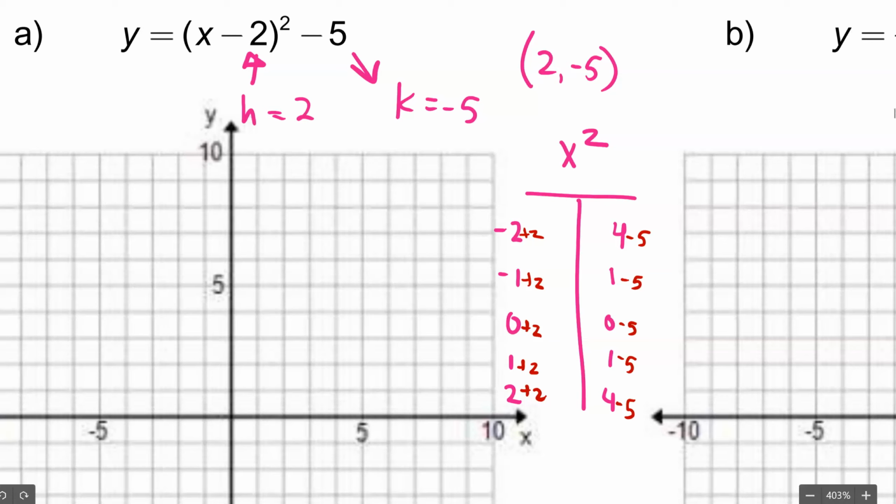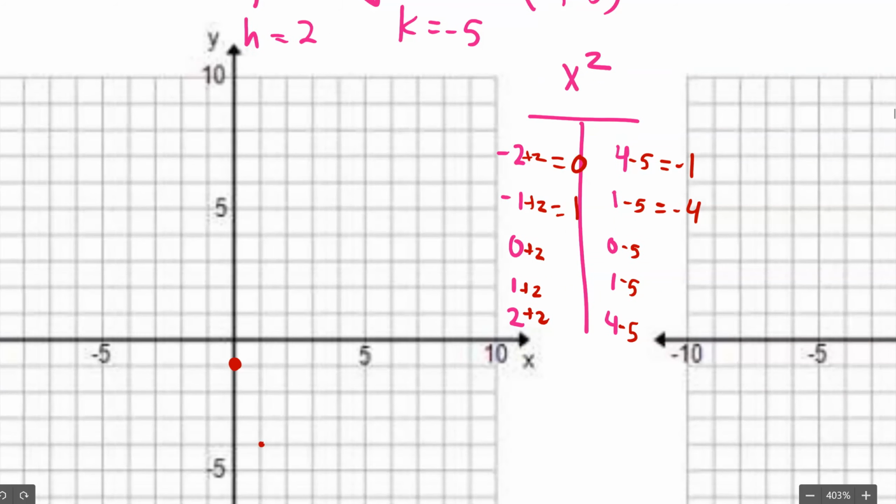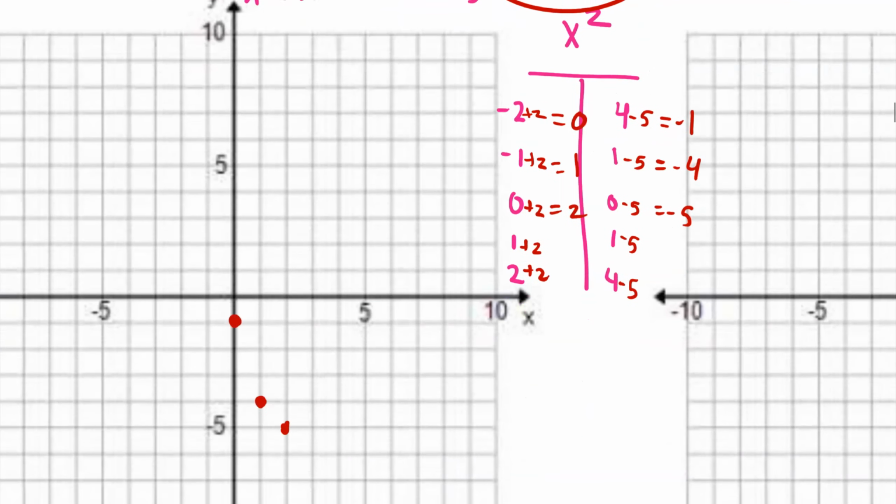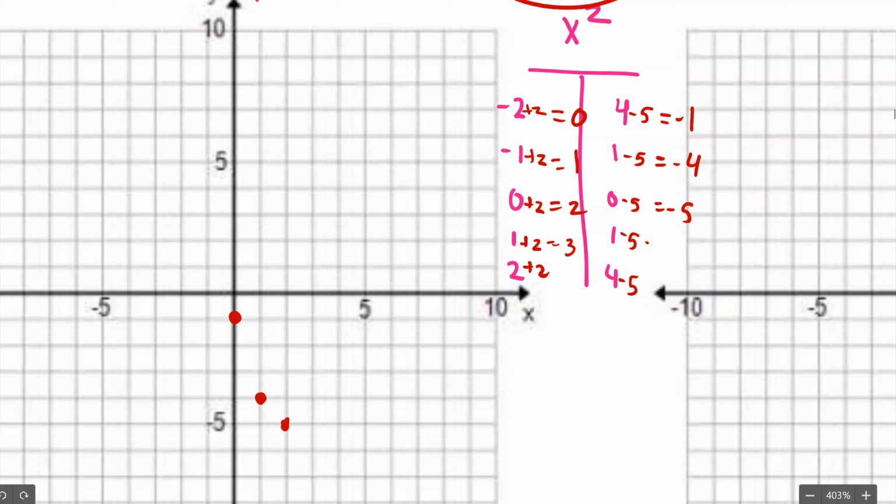So my new points are going to be 0, -1. Then 1, -4. 2, -5. Wait, this is what I said the vertex was. Are we surprised? No way. Then 3, -4, and 4, -1.